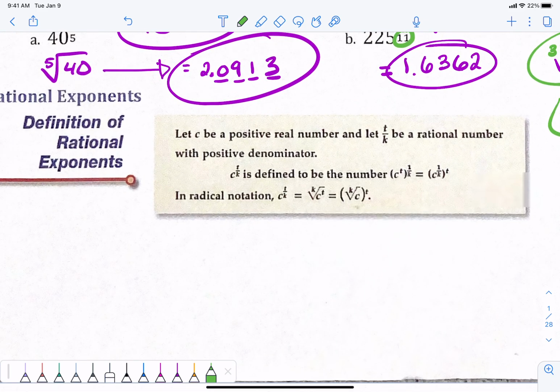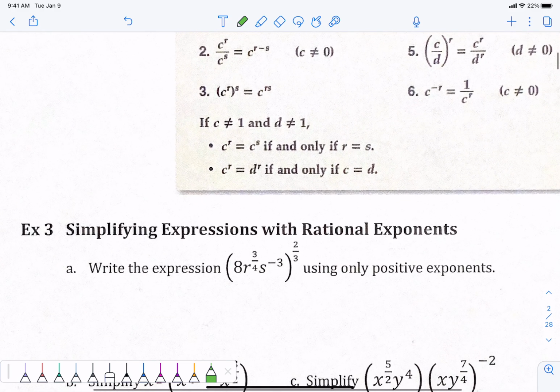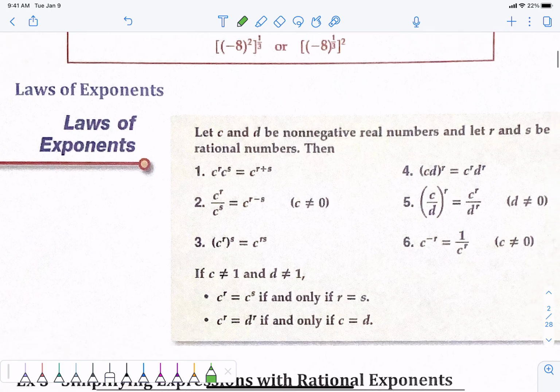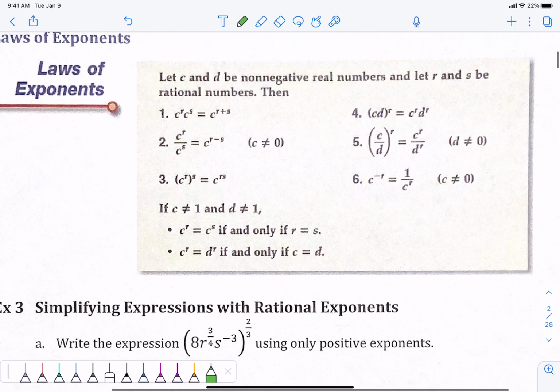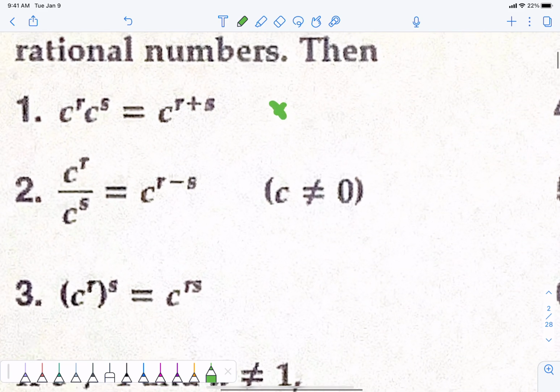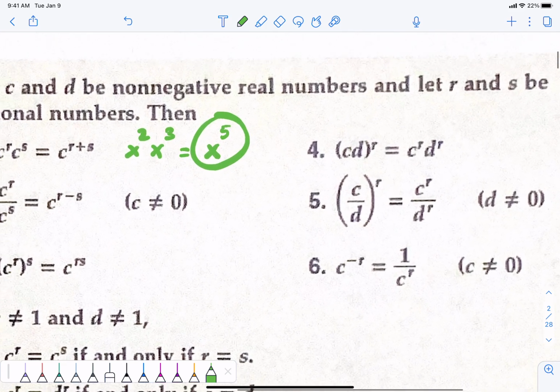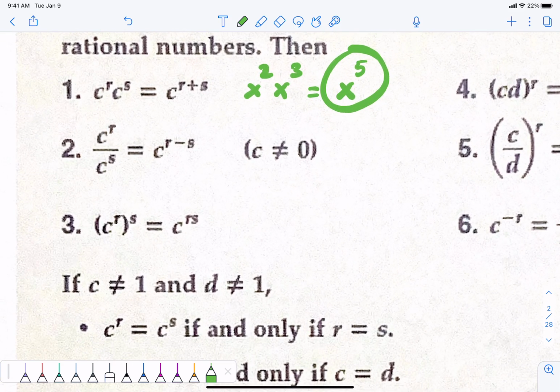Let's go to this laws of exponents box. I'm going to give you some examples of these rules. Here's an example of number 1. Let's say you have x squared times x cubed. You just write them right together: x to the 5th. Versus number 3: x squared, cubed. What do you do with those exponents? Multiply. That is x to the 6th.